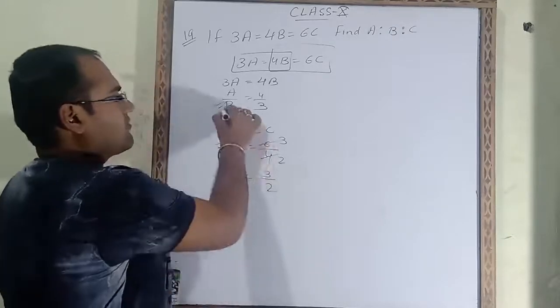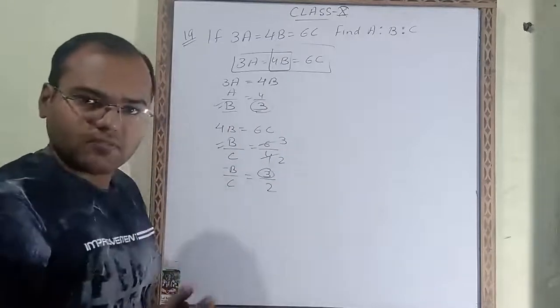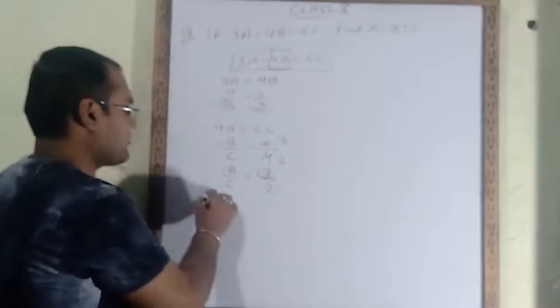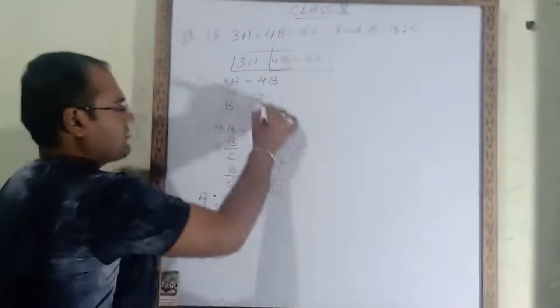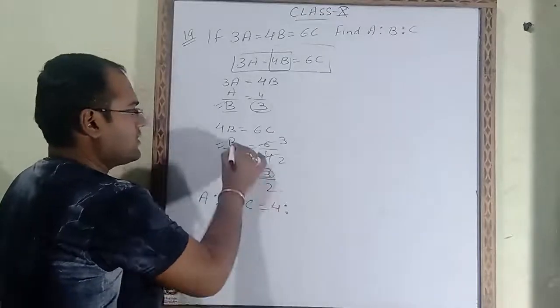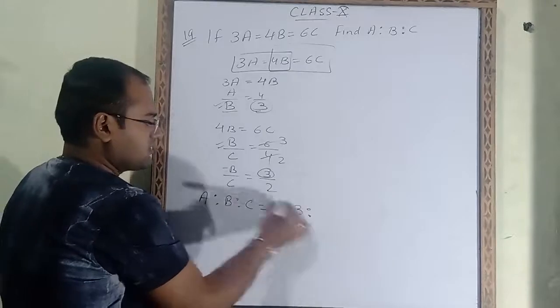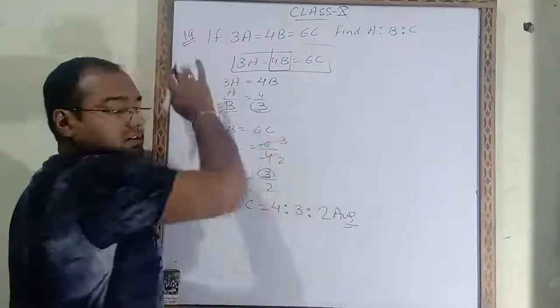Now we will check. Value of B is 3. Value of B is 3. Now the values of B are the same. Now what you have to do? We have to find A ratio B ratio C. So now we will write the answer. A ratio B ratio C is equal to A is 4, B here also 3 and here also 3, C is 2. So this is your final answer of this 19th question.